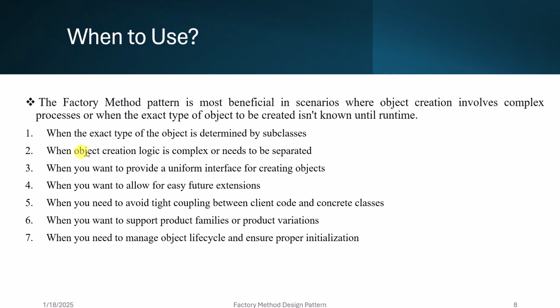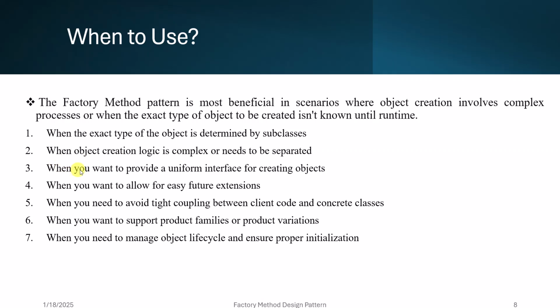Then next is when object creation logic is complex or needs to be separated. If the creation of an object is complex or involves several steps, the factory method pattern allows you to encapsulate this complexity in one place, that is the concrete creator, and this will keep the code clean and separate, right? One example for this is creating a product that involves setting up configuration or dependencies, like connecting to a database or network. Encapsulating this setup in a factory method can help manage the complexity.